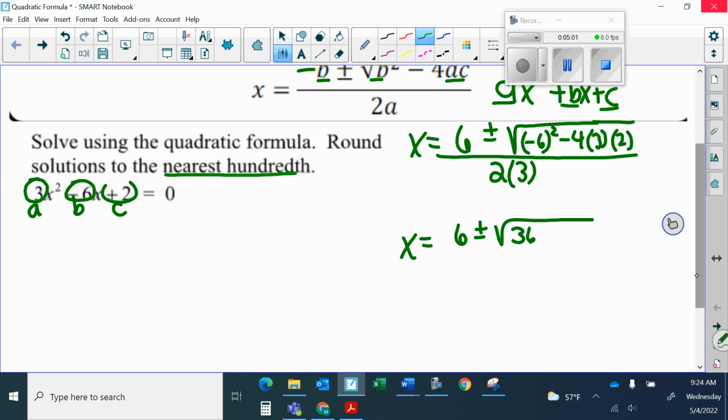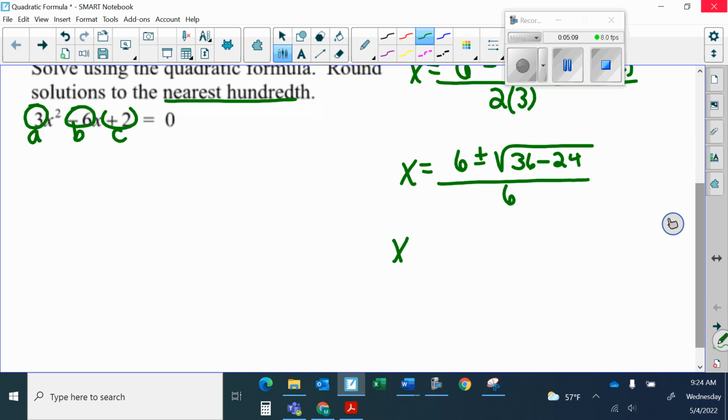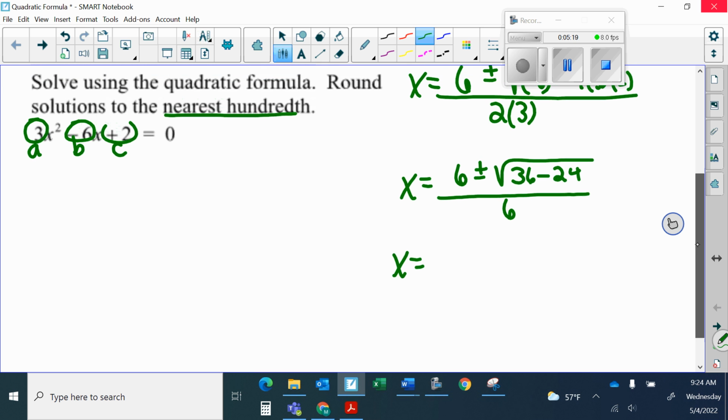4 times 3 is 12, times 2 is 24. So minus 24 all over 2 times 3 is 6. Okay, so now we have x equals, you gotta show me these steps. Can't be skipping. Using some math program on the computer, it might skip steps. You don't get credit for that.